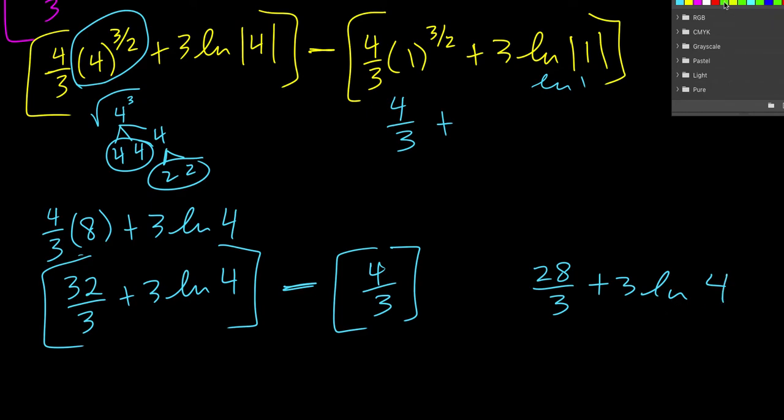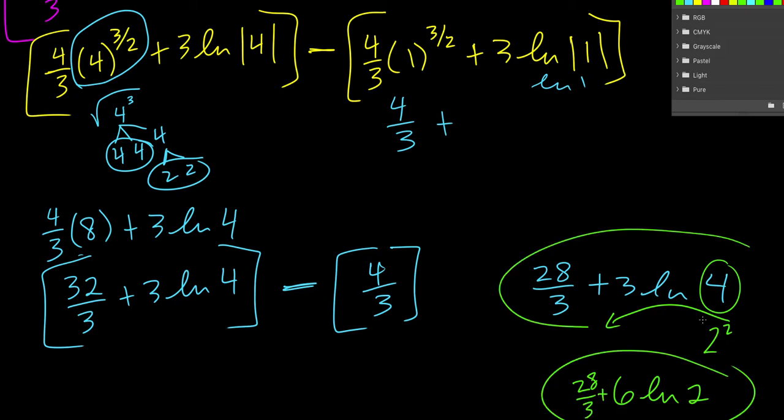Okay, your book takes it one step further for some reason. Not sure why they do it, but I'll just show you what they did. They think of this like 2 squared, and then they bring the 2 out in front and multiply it by the 3. So it's 6 natural log 2, and 28/3 is added to that. I'd probably leave it as that blue answer right there, but if you want to see exactly what the book got and how they got it, that's what they did.